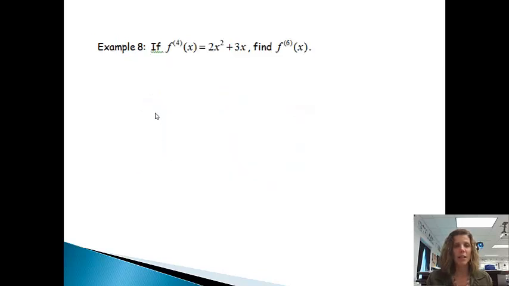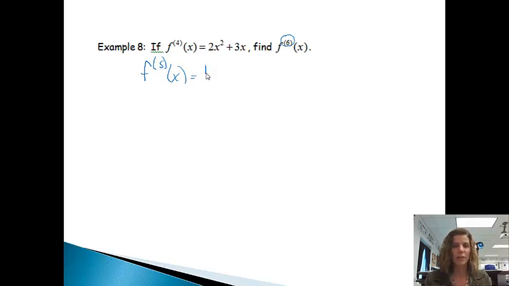Okay, example 8, it says to find the 6th derivative, given that the 4th derivative is 2x squared plus 3x. That's saying that this is the 4th derivative, and it's asking me to find the 6th derivative. So we didn't actually have to start way at the beginning. So if this is the 4th derivative, to get to the 6th derivative, I first of all need to find the 5th derivative, and the way that I'll do that is just finding the derivative.